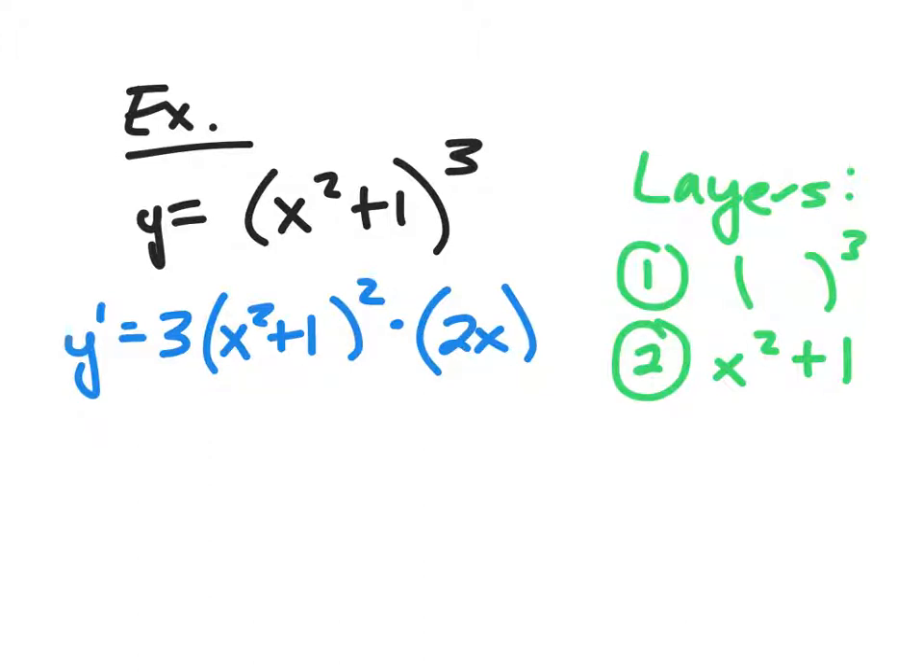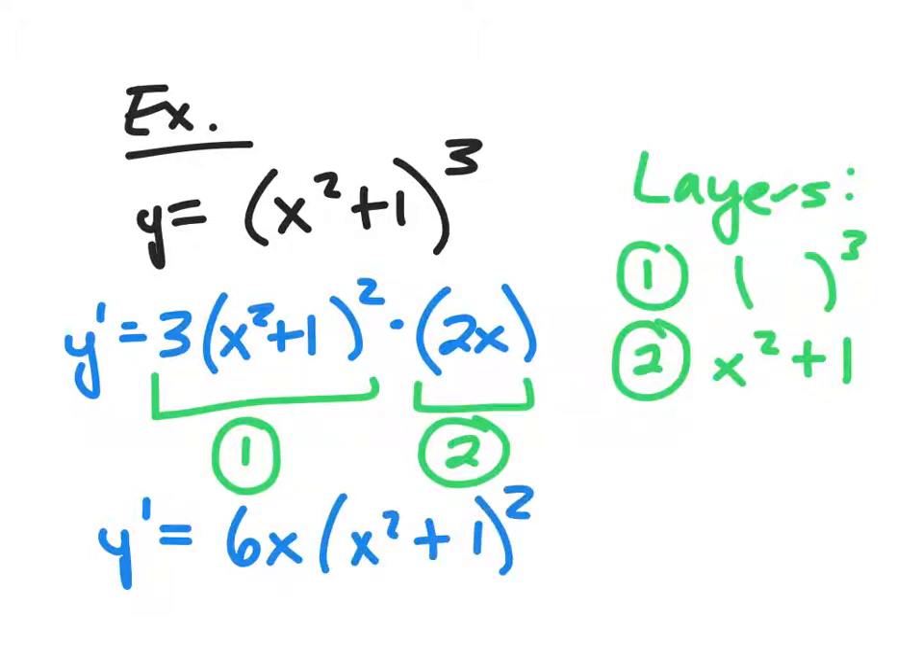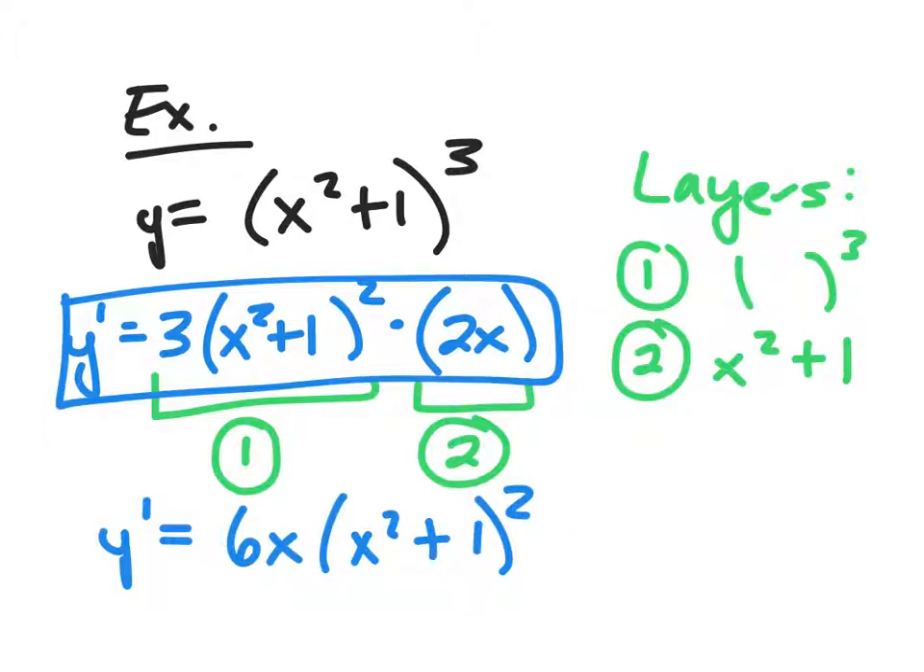So if I'm looking at the layers here, this was the derivative of layer 1, which is the outside layer. This was the derivative of layer 2, which is the inside layer. Now, if I wanted to simplify this, the only thing I would do would be multiply the 3 and the 2x together to make 6x in front, with the x squared plus 1 quantity squared behind it. But a lot of times we're told we do not have to simplify things, and so we can leave our answer just like that. But if we're required to simplify, or if we're trying to make it match a multiple choice answer, this is where we would go with the end of the problem.